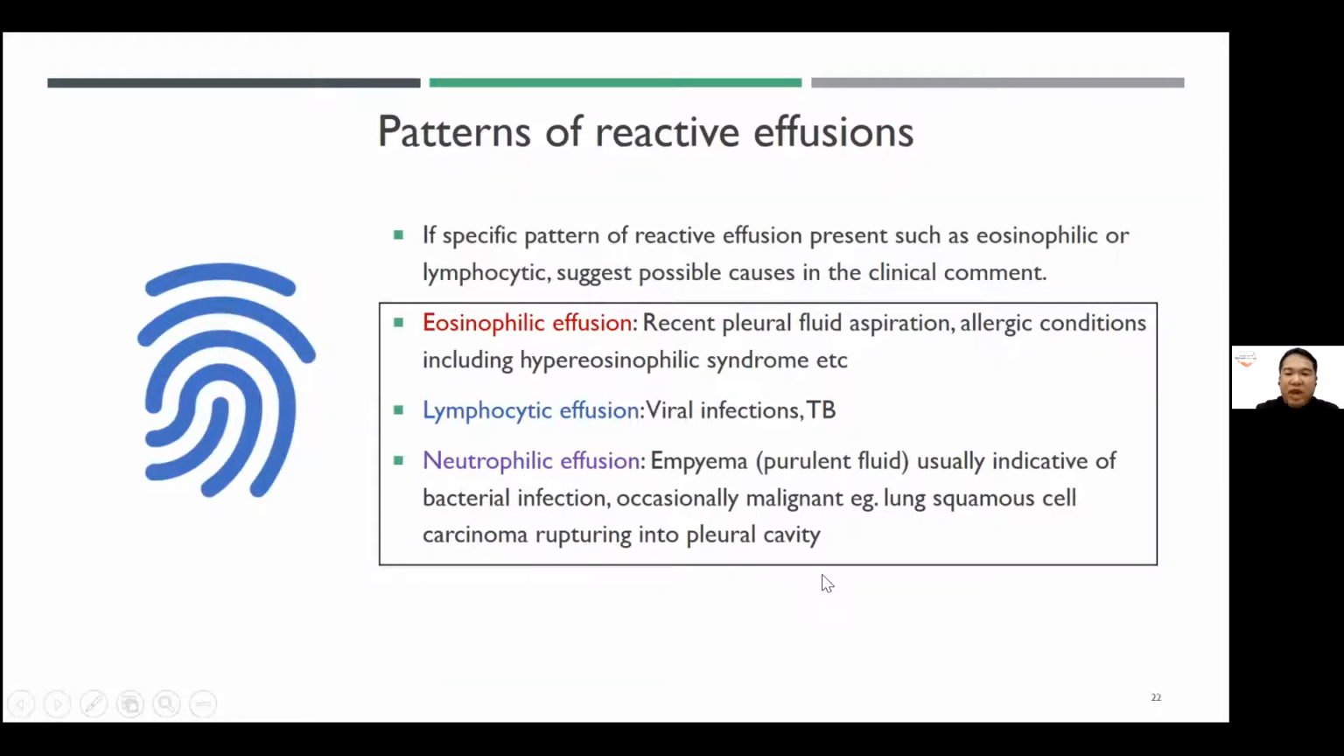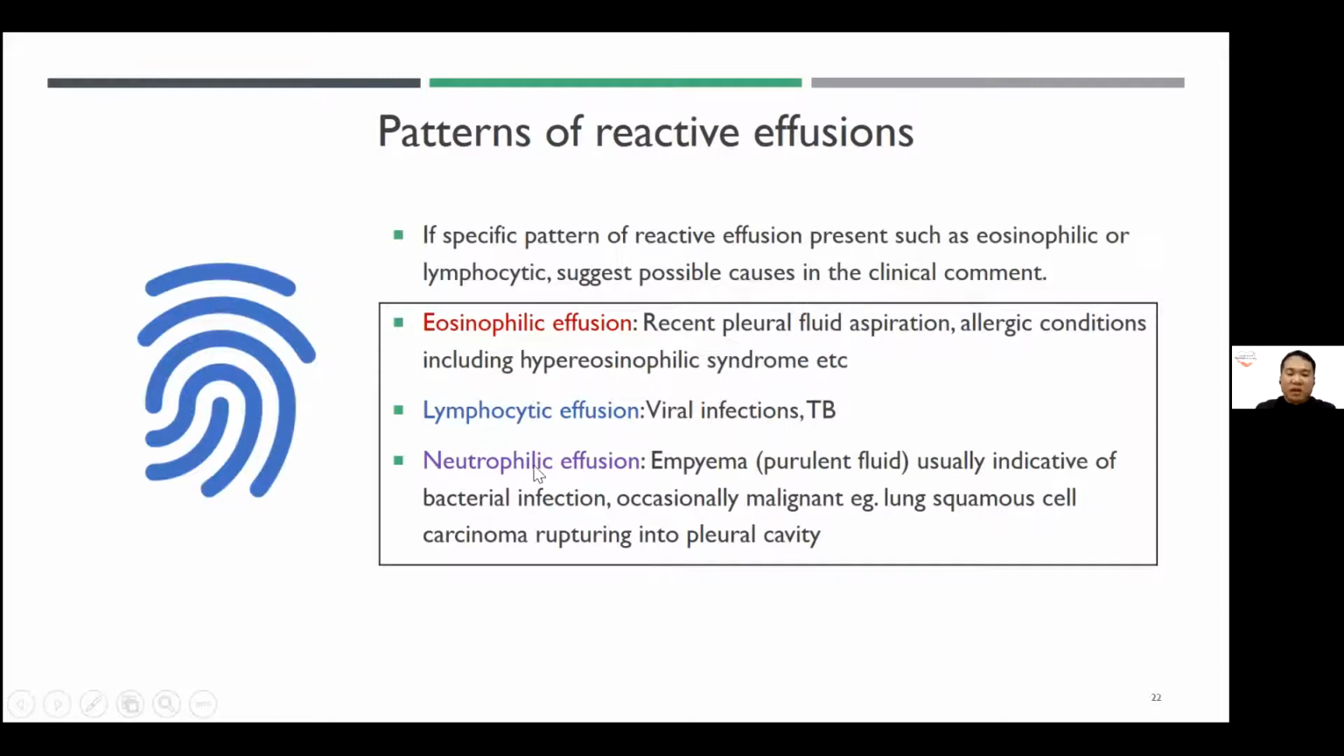About the pattern of reactive effusions, we can divide them into eosinophilic effusions, lymphocytic effusions, and neutrophilic effusions. Their definitions generally are eosinophils over 50%, lymphocytes over 50%, and neutrophilic infiltration over 50% of nucleated cells. For eosinophilic effusion, you can consider recent fluid aspiration or allergic diseases, including hypereosinophilic syndrome. For lymphocytic effusion, you can consider tuberculosis, heart failure, viral infection, or hemodialysis. It also sometimes has a lot of lymphocytes.